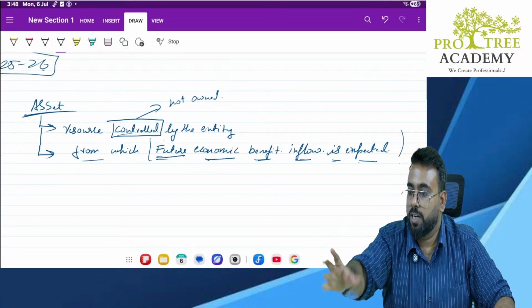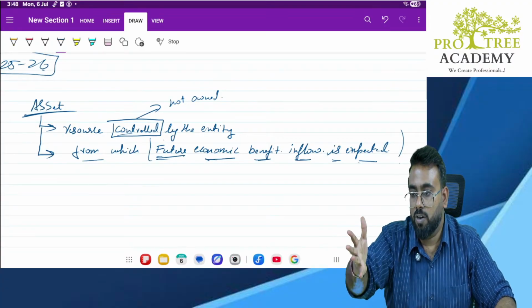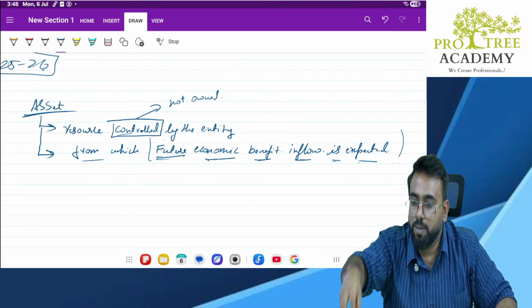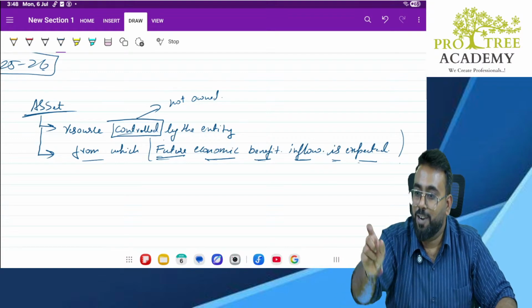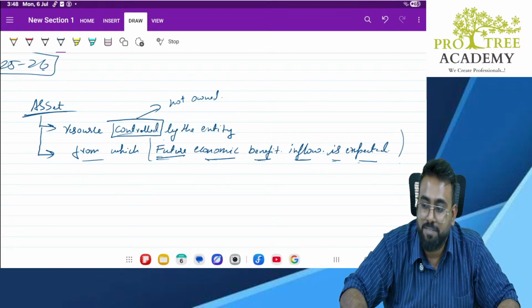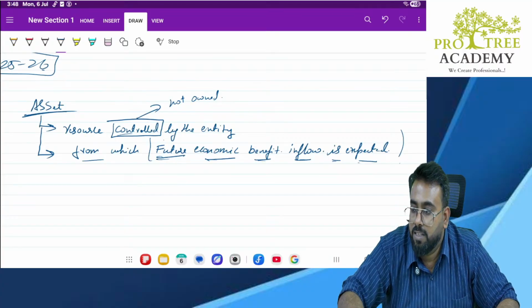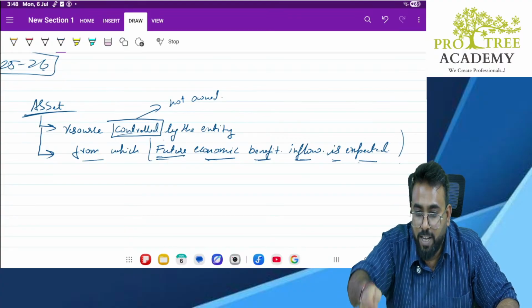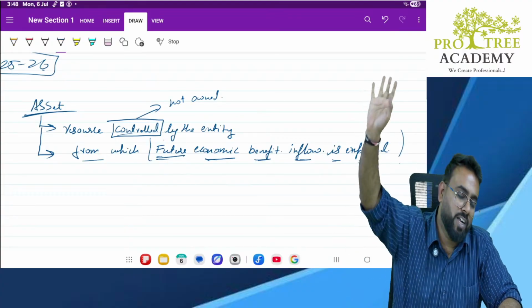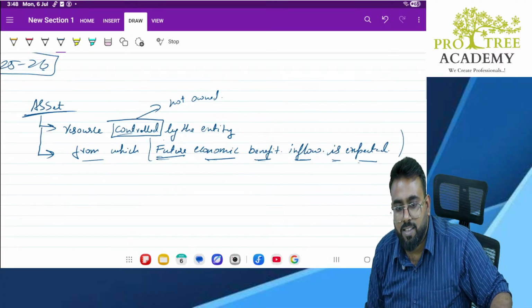It is a resource controlled by the entity. Sir, I don't control the debtor. I am not asking you to control him personally. But can you control the balance of that debtor? If you want, you can collect it. If you don't want, you can't. You don't have to collect it. Who is having that control? If he comes to pay you also, you can say, no, no, don't come today. I will not collect it. Can you say like that? Yes.